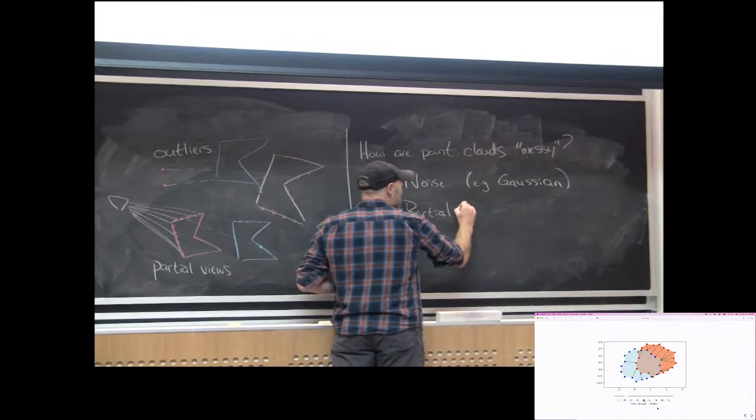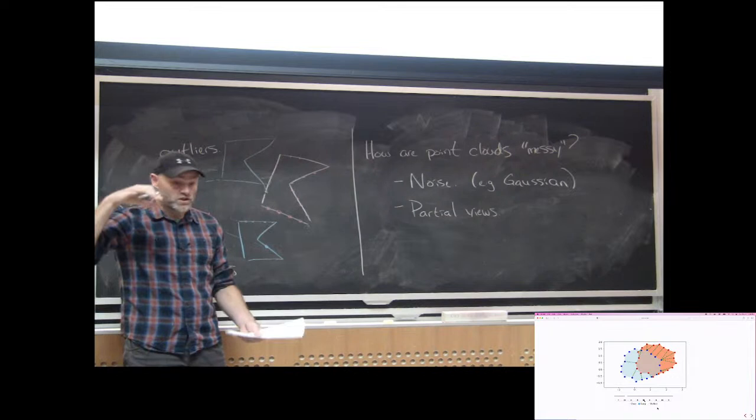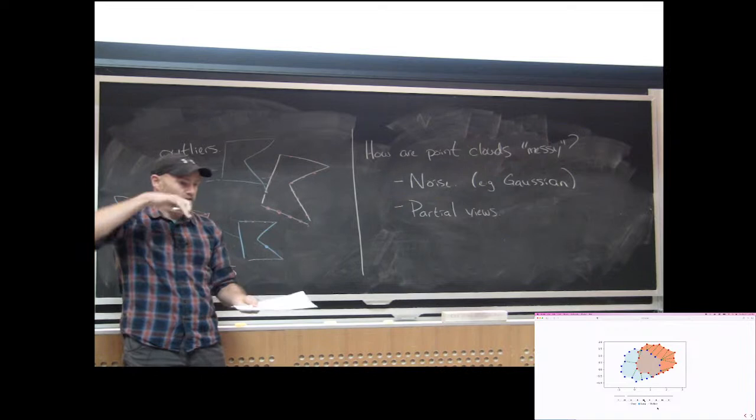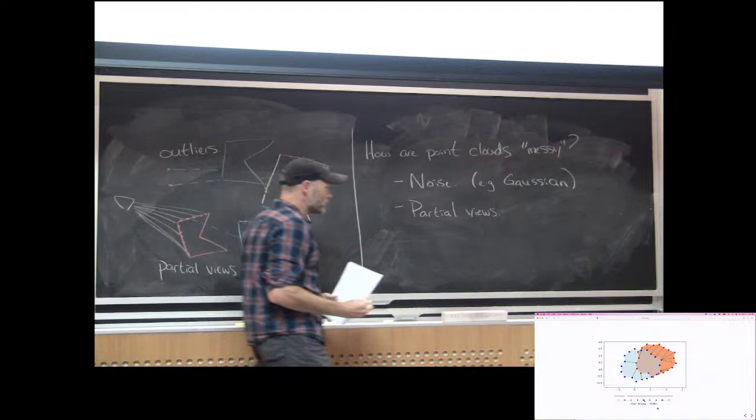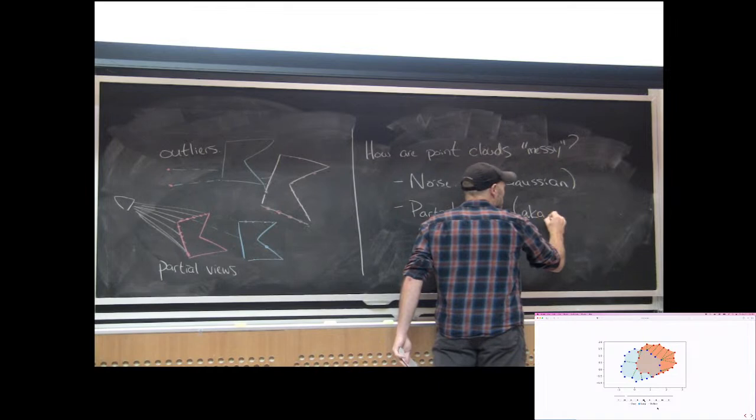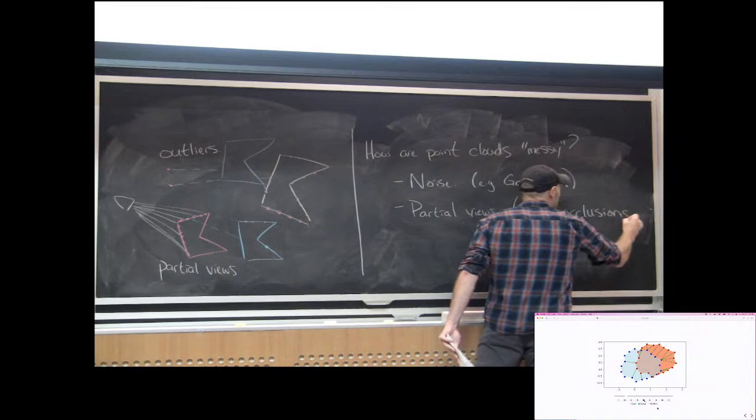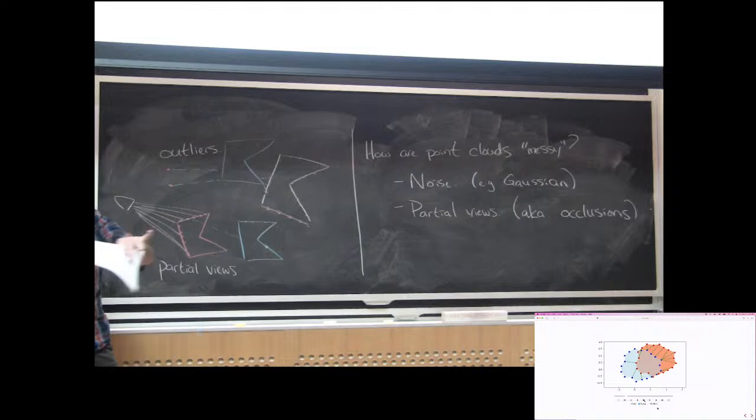are a very big one. You're never going to see the bottom of your object that's sitting on the table until you pick it up, right? No amount of looking around is going to get you to see the bottom. So you're going to have partial views. Another way that you get partial views is from occlusions. Partly it's just by having a camera looking from one angle, but also when you get more cluttered scenes, you'll have occlusions. Something will block your view of an object.